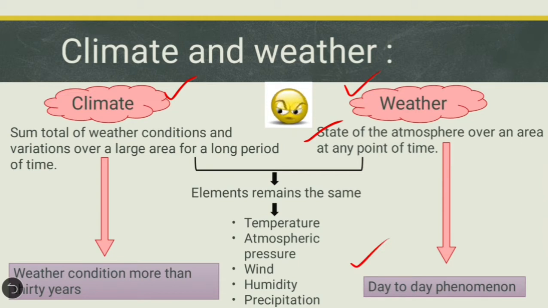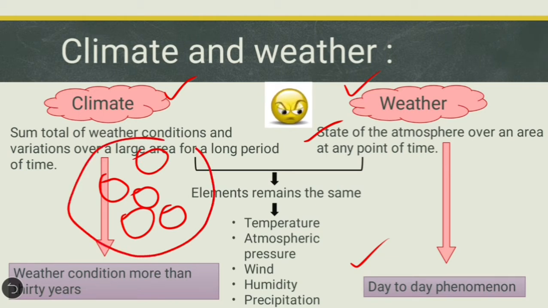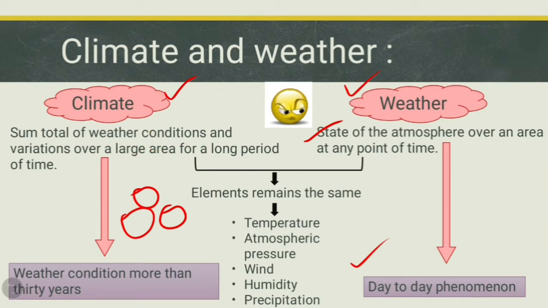Now let us come to climate. Climate is the sum total of weather conditions. Weather we have understood: it is the state of the atmosphere over an area at any point of time. Suppose, for example, we take one weather, 2, 3, 4, and like this we collect many weathers and then group them. We make a team. That is known as climate. So it is the total sum of weather conditions and variations over a large area for a long period of time.